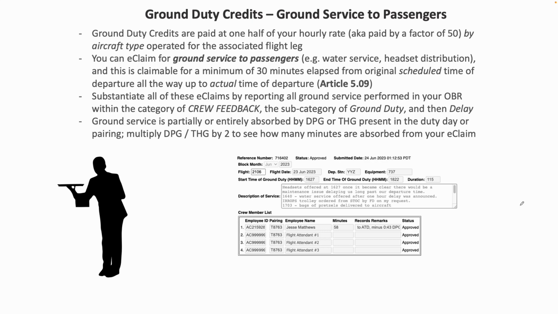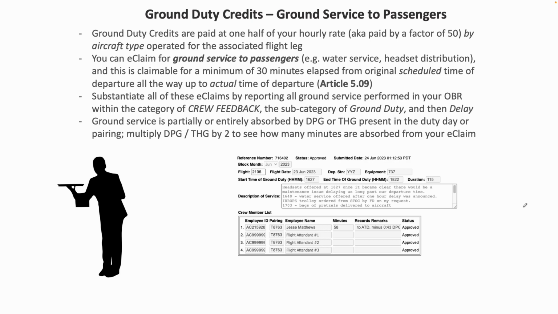Let's talk about a few other service director specific items to be aware of when it comes to pay. Ground duty credits in general are paid at 1/2 of our hourly rate. In other words, paid by a factor of 50 if we use the mathematics term. And this is paid by the aircraft type operated for the flight leg associated with those claims.